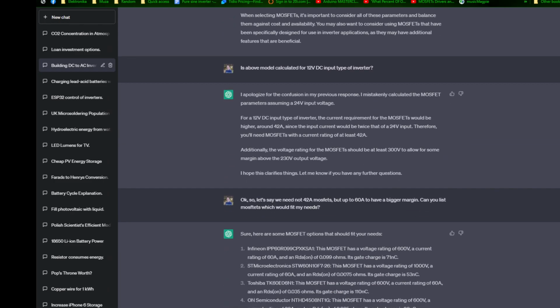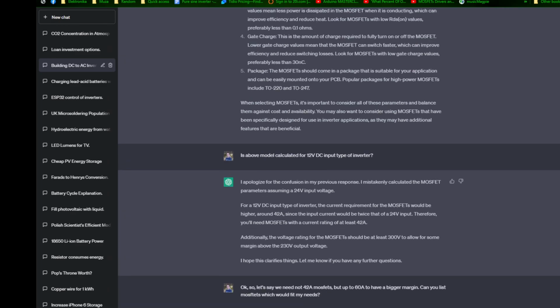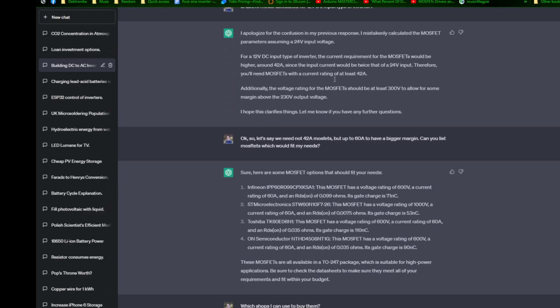You can see the answer above is calculated for a 12 volts DC input type of inverter, but just because I had seen this answer shown for a 24 volt input, that's why I re-asked the question. And it said, I apologize for the confusion in my previous response, I mistakenly calculated the MOSFET. You see, so it does make mistakes and does correct them on demand. That's a good thing, but you need to be careful with what you're asking.